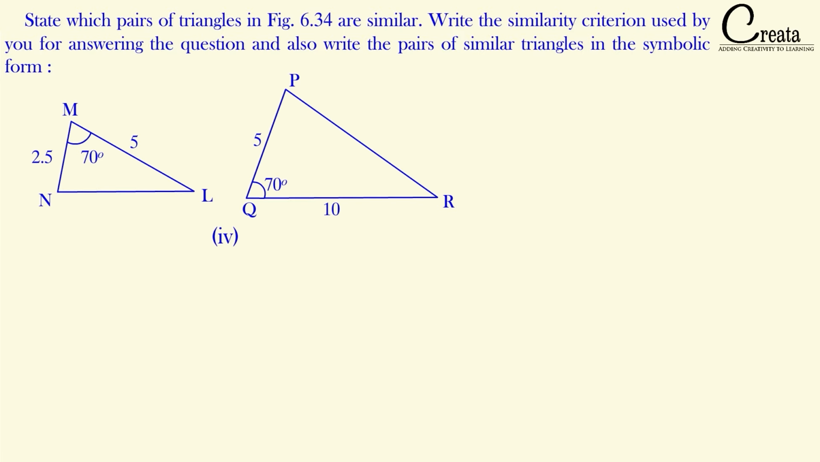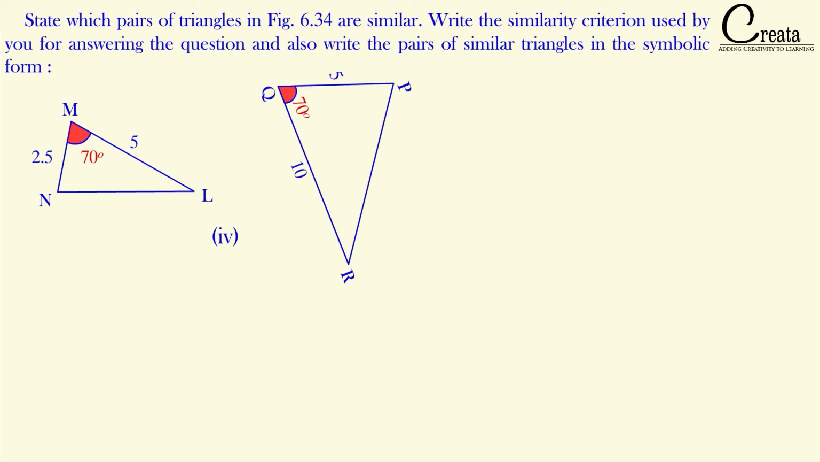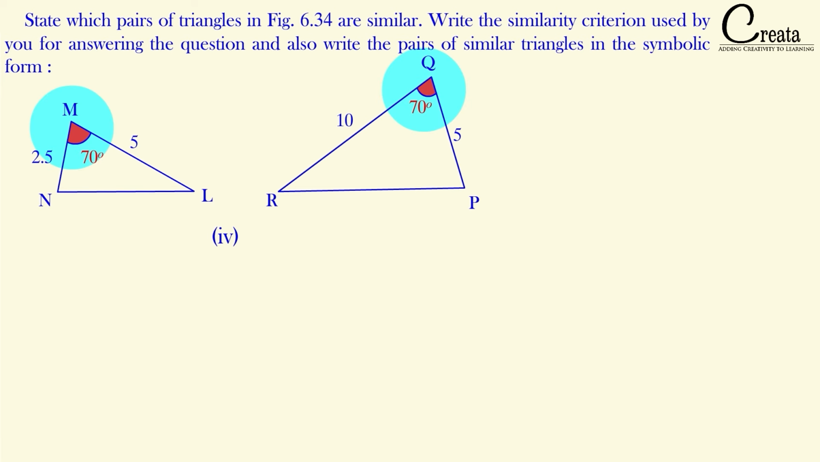Let's move to the fourth part. Here triangle NML and QPR are given. Let's check whether they are similar. One angle is given and two sides are given. Here angle M and angle Q are matching, that is 70 degree. Let's rotate the right hand side triangle to match this 70 degree with 70 degree. Here M and Q are matching, so the corresponding angles are matching.